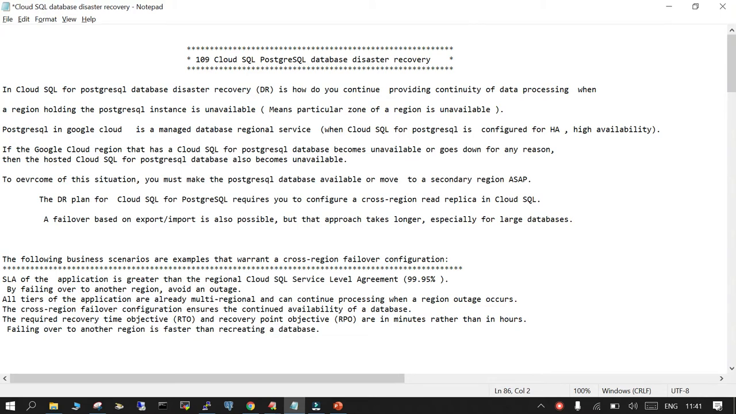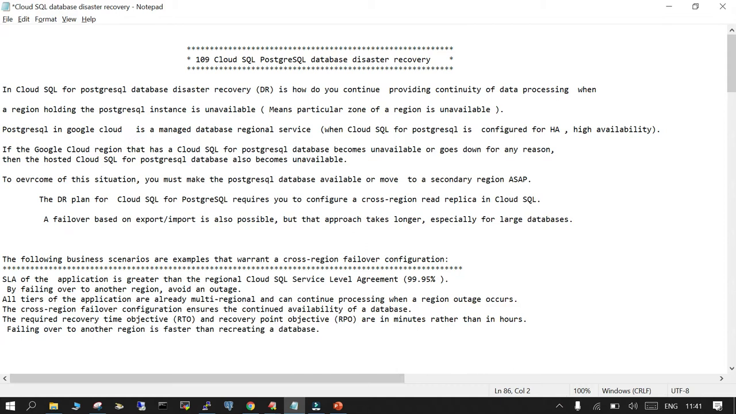So, disaster recovery means the disaster has already happened and you are not able to access your PostgreSQL, and you need some alternate so that your Postgres can run over there and it can provide the access to the application. So, in Cloud SQL for PostgreSQL, disaster recovery is how you continue processing the data for your application when the region which is holding your PostgreSQL is unavailable.